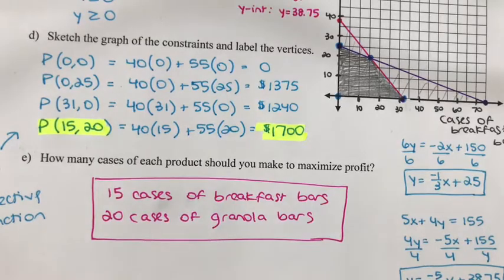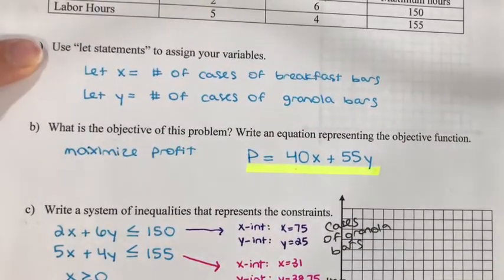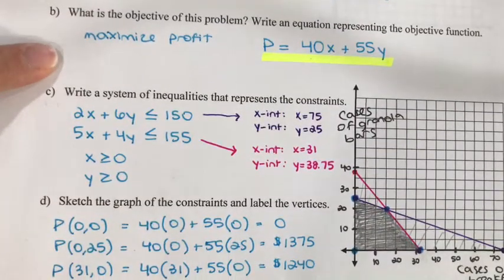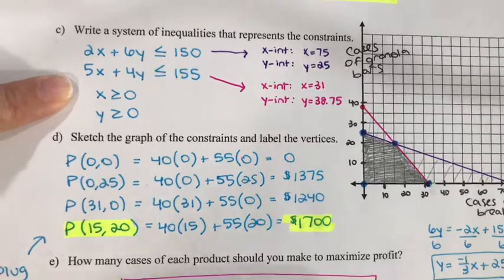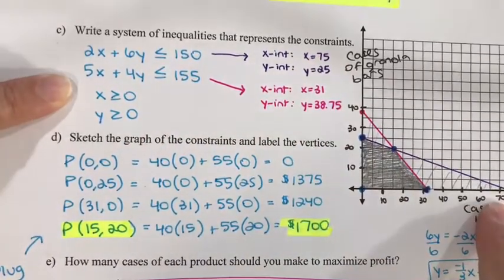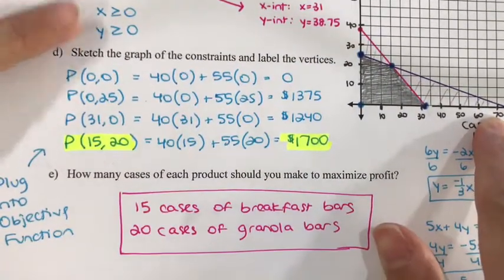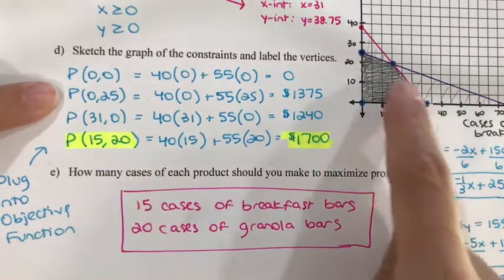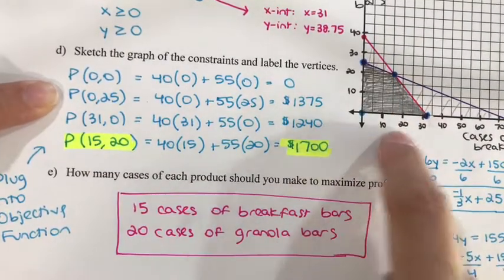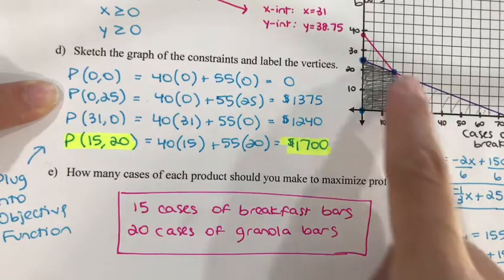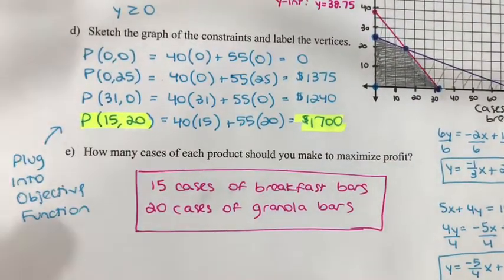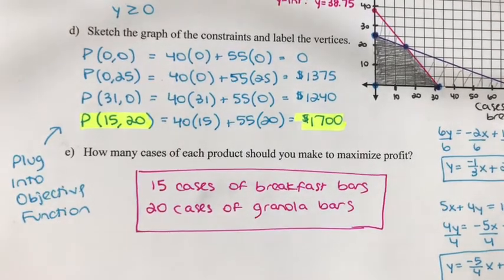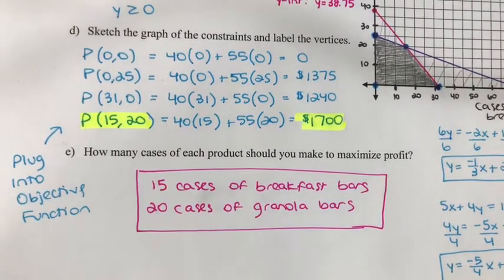So just to summarize the process, it's always about assigning your variables, determining the objective function, writing our inequalities for the constraints and then graphing them, finding the intersection points of your feasible region, all of those corner points, and plugging them each back into the objective function. And that will lead to your final answer.